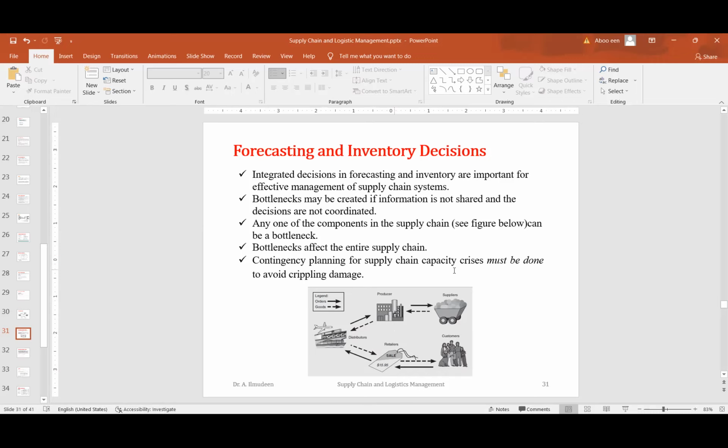Contingency planning for supply chain capacity crisis must be done to avoid crippling damages. So the management should take timely decisions, contingency planning, and strategic decisions for a supply chain capacity crisis. If there is any crisis or problem in this chain, the management should take strategic decisions to sort out the issue for the smooth functioning of this supply chain. So for forecasting and inventory decisions, to forecast and manage inventory better, they must share their updated data and information, and then only will they have a smooth supply chain management system for their business.